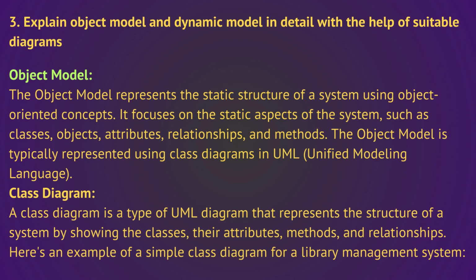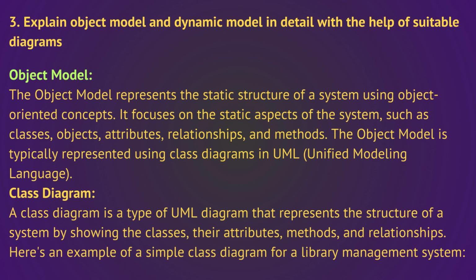Object model. The object model represents the static structure of a system using object-oriented concepts. It focuses on the static aspects of the system, such as classes, objects, attributes, relationships, and methods. The object model is typically represented using class diagrams in UML, Unified Modeling Language.